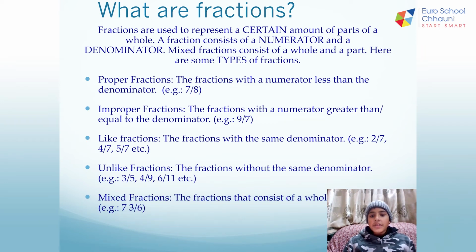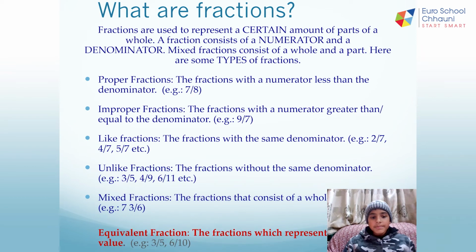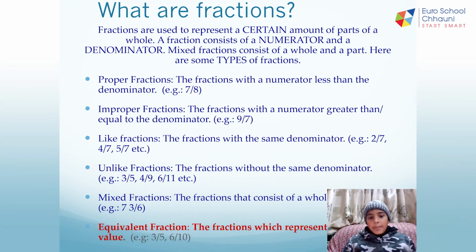Mixed fractions. The fractions that consist of a whole and a part are called mixed fractions. For example, 7 wholes and 3/6. Equivalent fractions. The fractions which represent the same value are called equivalent fractions. For example, 3/5 and 6/10. Equivalent fractions is the presentation I am making right now.